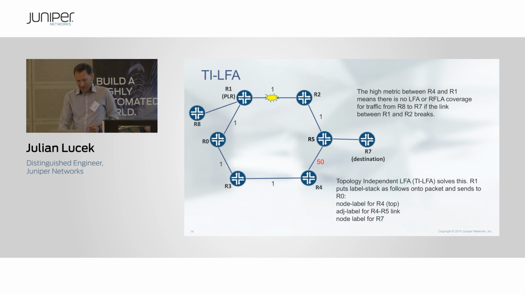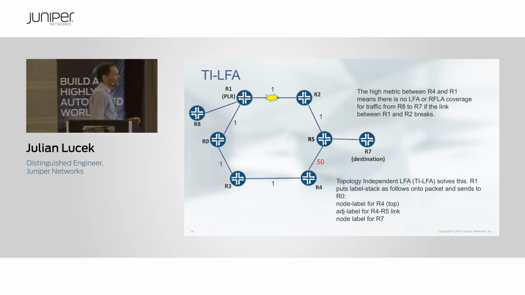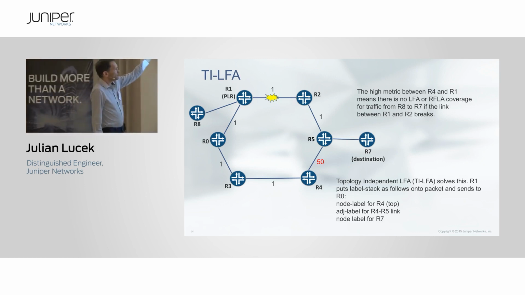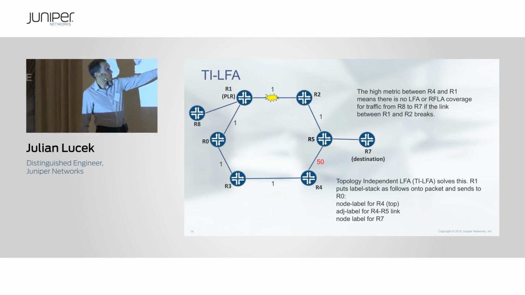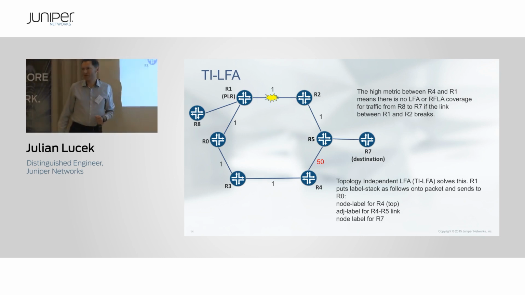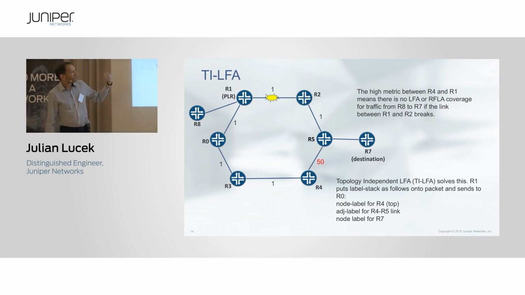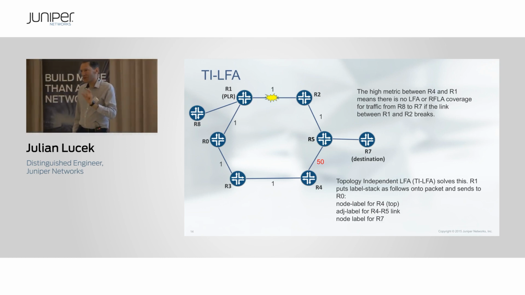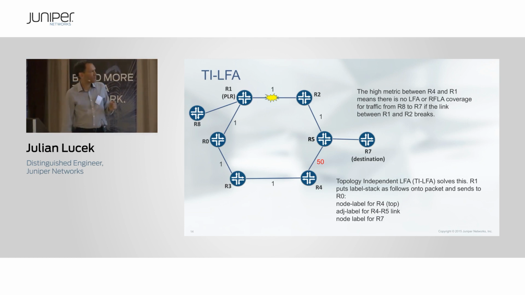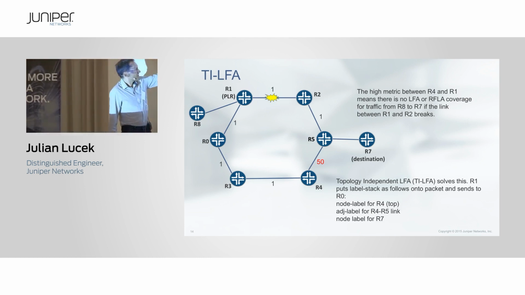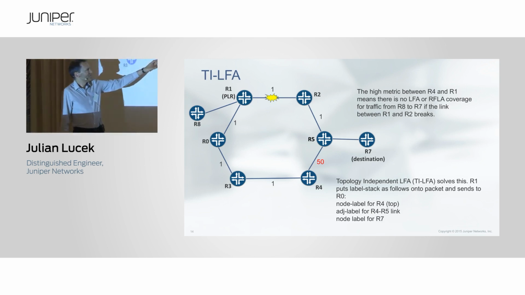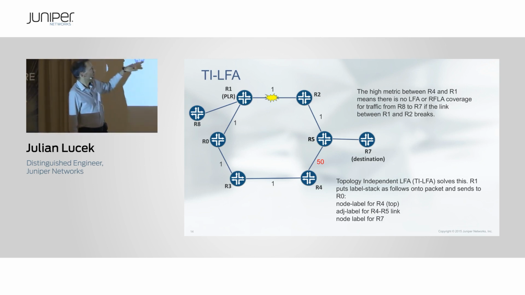Now you might say, well, okay, that's fine in the topology you showed, but what if I've got a more difficult topology where the metric's mostly 1, but I've got this really high metric between R4 and R5. In that case, there is no PQ node. There's no nodes that I can identify to help me get the traffic towards the destination. And so that's where another scheme, topology independent LFA, comes in, where we can use an adjacency label as part of the protection path, because we need to get the packet from R4 to R5, but R4 would want to send the packet this way around the network.